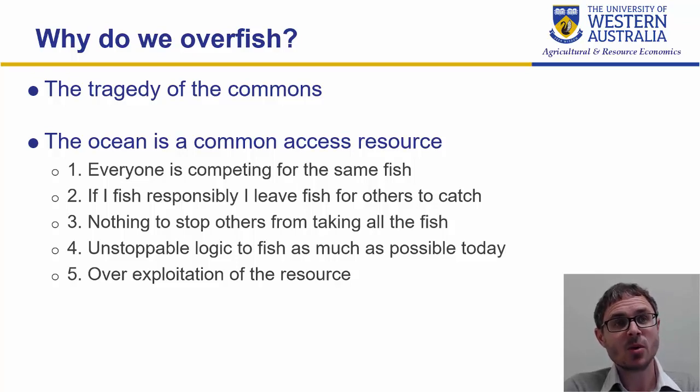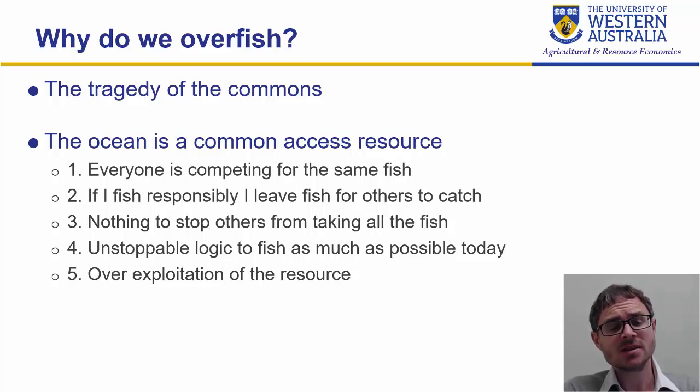So we have a common property problem. No one owns the global oceans, and no one can put any control on them. If you don't catch the fish, somebody else will, so you may as well take as much fish as you can today. There's a little bit more to it, but that's basically what drives the tragedy of the commons problem. How widespread is this?